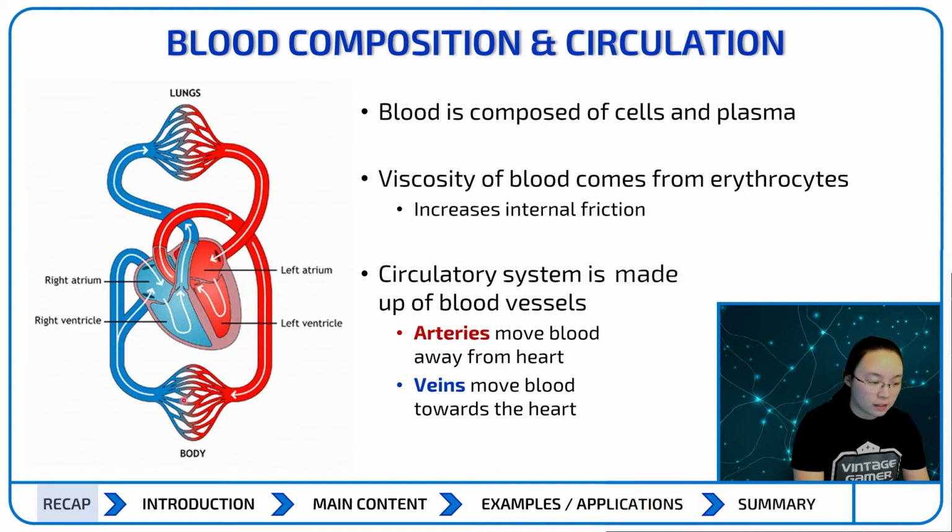So after it's used it up, we change to blue veins, which return the deoxygenated blood to your right atrium and then the right ventricle. The right ventricle will then pump out the blood towards the lungs again so that the deoxygenated blood can get reoxygenated.